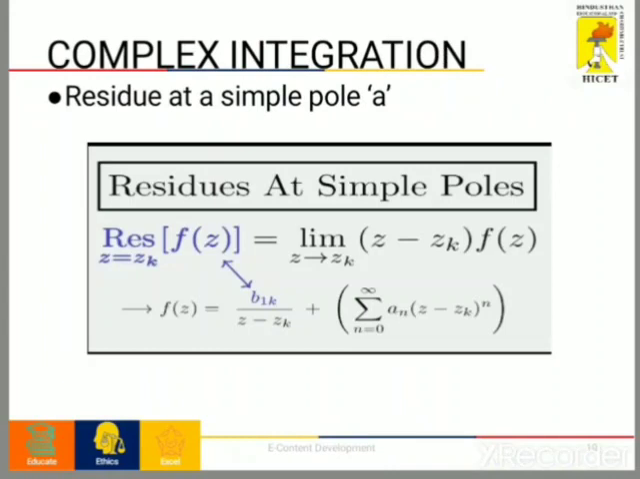Now let me explain the residue at a simple pole. The residue of f of z at z equal to zk equals the limit as z tends to zk of z minus zk into f of z. Here f of z is nothing but the given function.